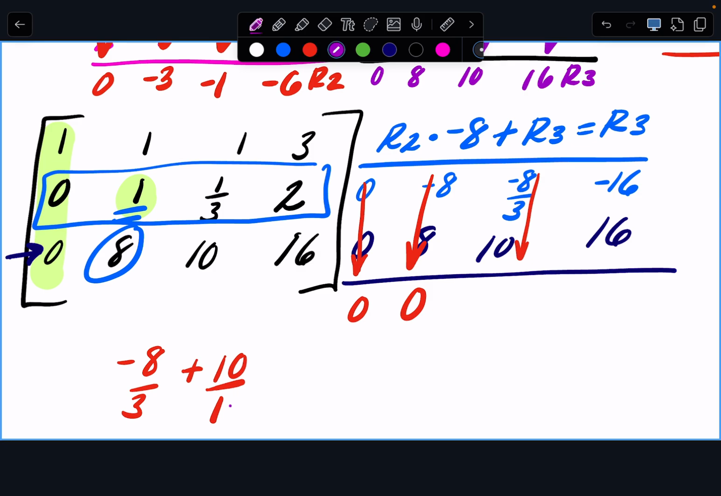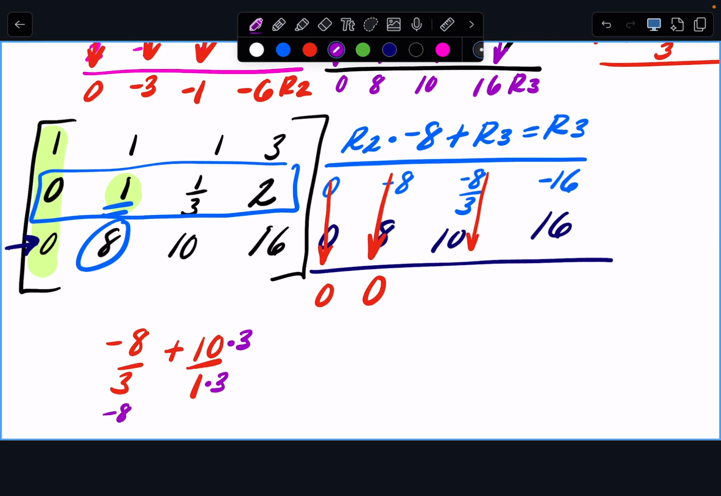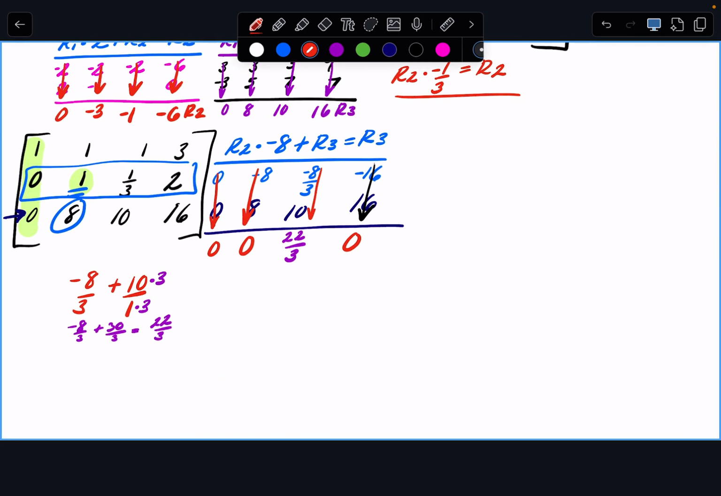So now I'm going to get a common denominator. I'm going to times by 3. So that's negative 8/3 plus 30/3, which is 22/3. Equals 0. And then it is 0. That is not no solution. We're not done. Okay, we'll write down, oh, that was new row 3.